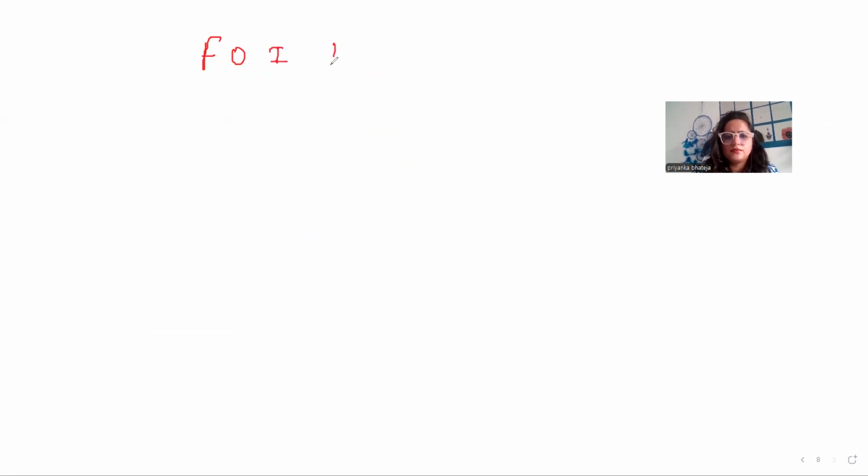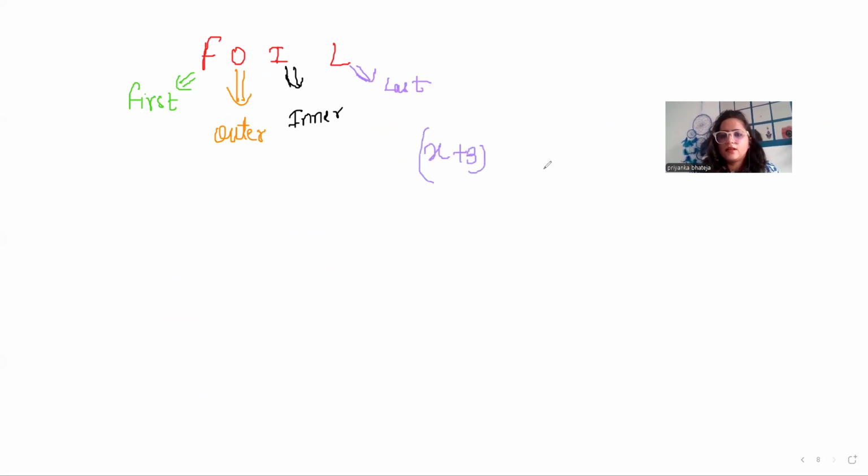FOIL. Whatever the method you find convenient, you can use that. FOIL means first, outer, inner, and last. Okay. Suppose we have x plus 3 and x minus 7. X plus 3 and x minus 7.